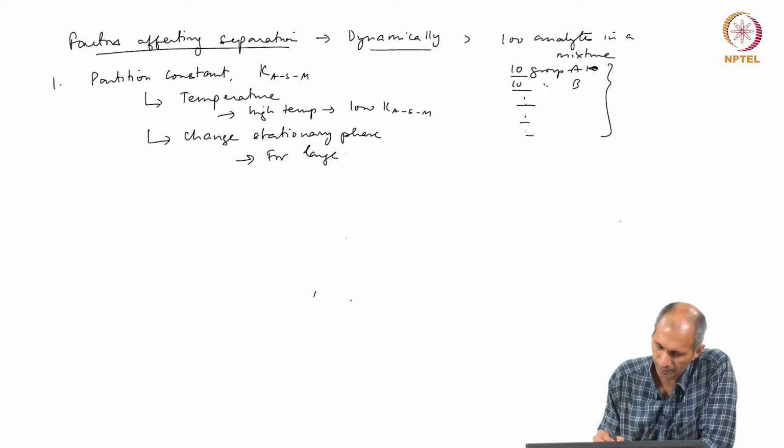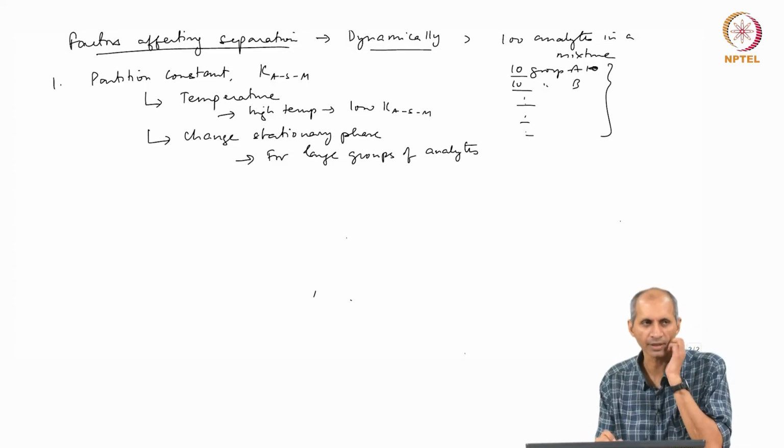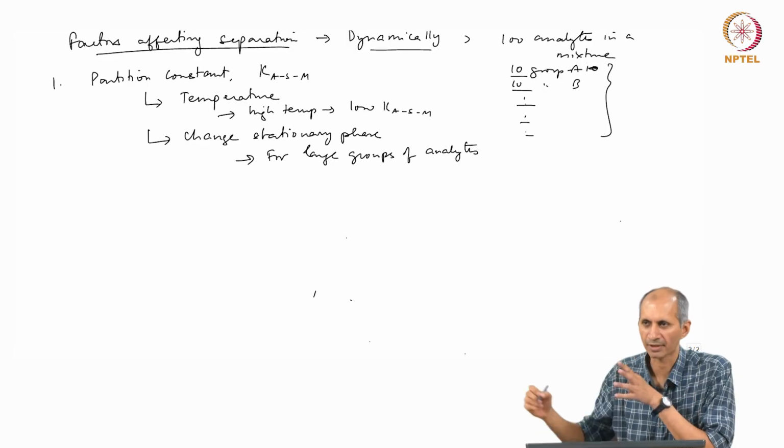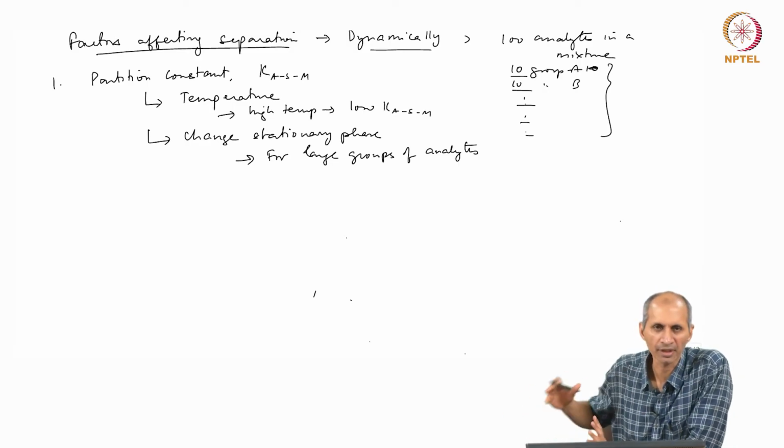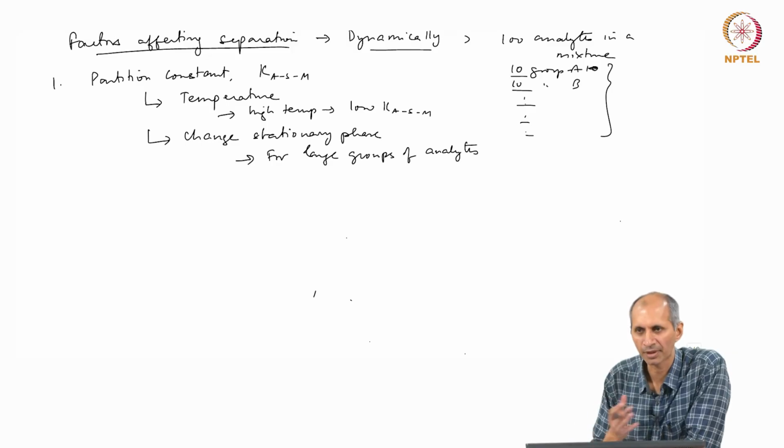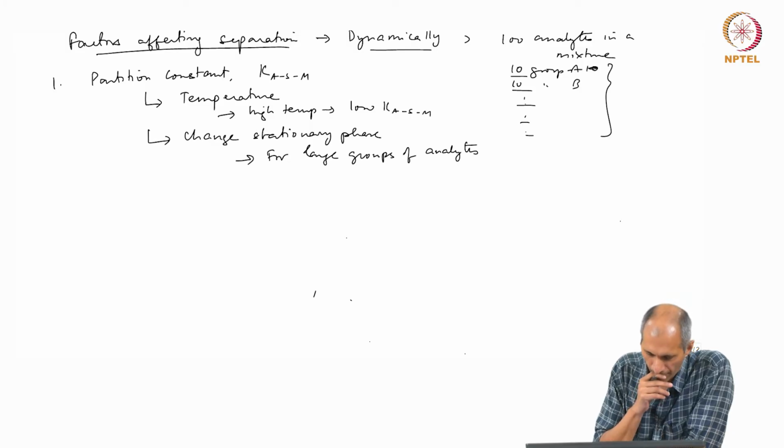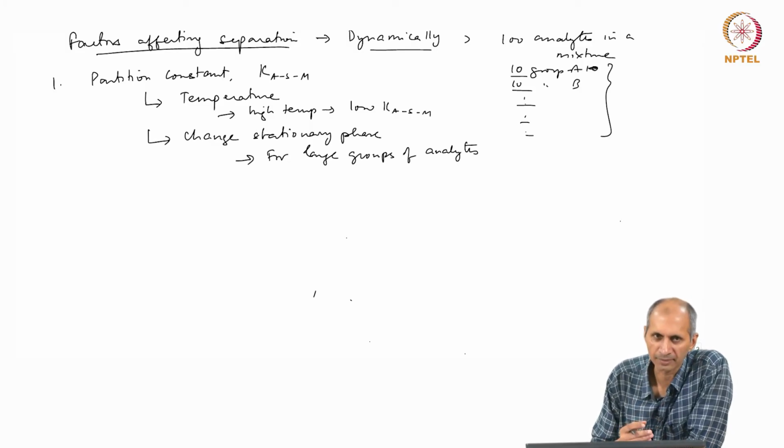So, usually changing the stationary phase is not done, but it is done for large groups of analytes. For example, if you know that you need to do analysis for one set of compounds, alkanes or PAHs or PCBs or pesticides, you already know that you are only interested in this, and the column that you have is not suitable and will give you a very unreasonable separation, then you go and select a stationary phase that is suitable for this. Otherwise, we will stick to the most generic columns.